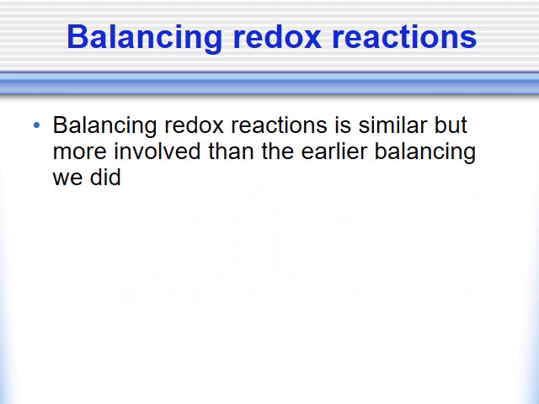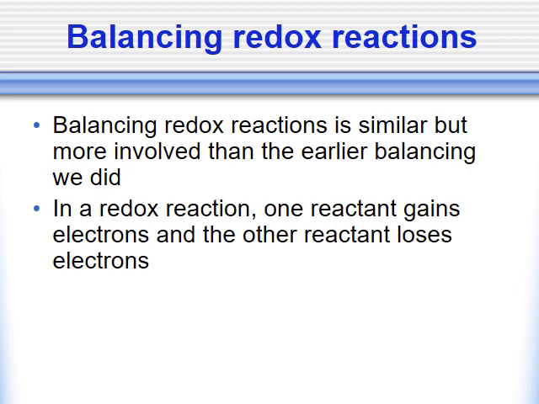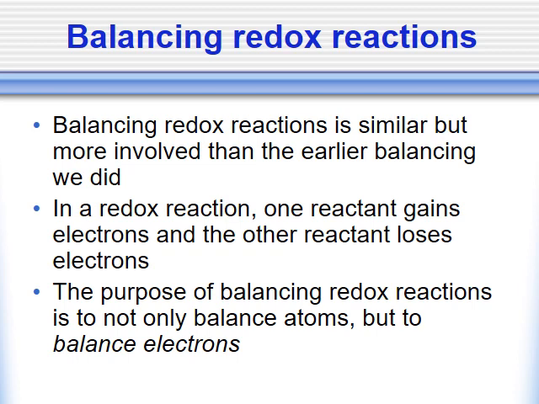Balancing redox reactions now, it's similar, but it's more involved, more complex than just balancing equations for the atoms. In a redox reaction, one reactant gains electrons and the other reactant loses them. So the purpose of balancing redox reactions is not only to balance the atoms, but we have to balance the electrons as well. Redox reactions are all about electrons.